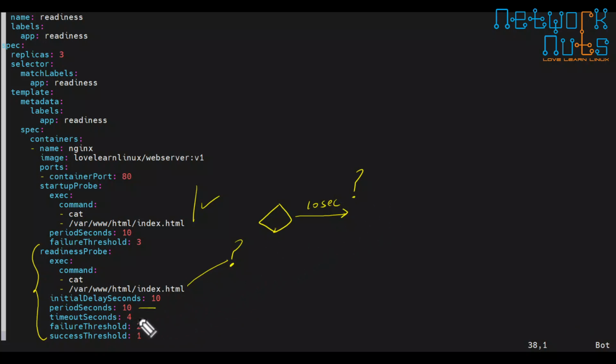Timeout is 4 seconds. Timeout 4 seconds means what? Timeout 4 seconds means that if suppose at 20 seconds, right? So 10 second was there. So at 11th second, it asks, hey, can I access var www.html index.html file? And it will wait for 4 seconds, right? Because the container might be busy in catering the request. It will wait for a couple of seconds. So the timeout second is 4, means I should get the answer within 4 seconds.